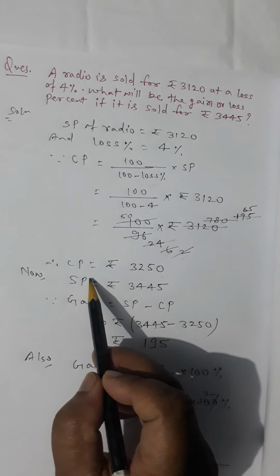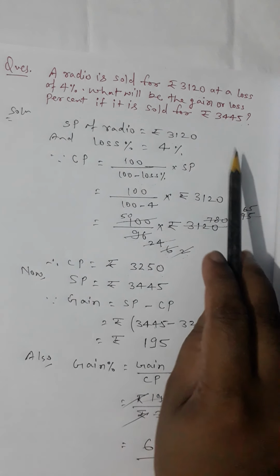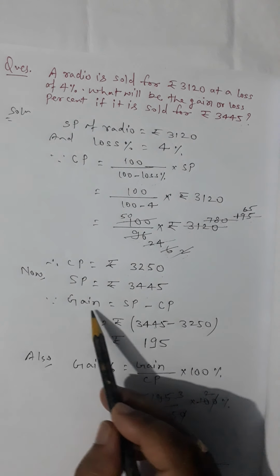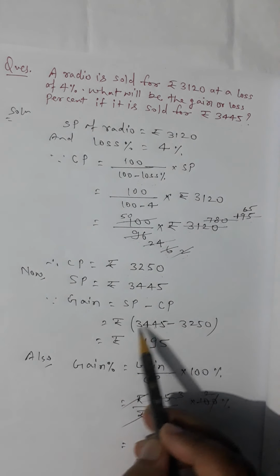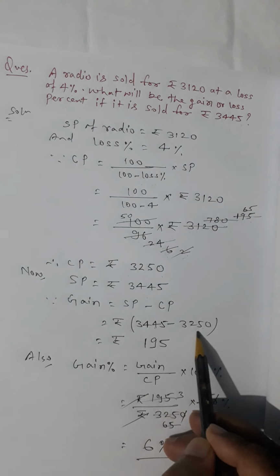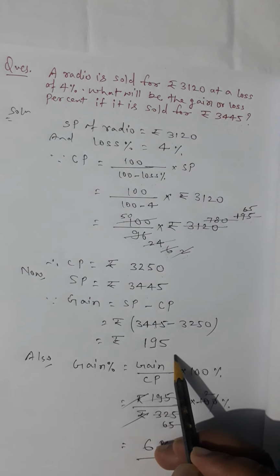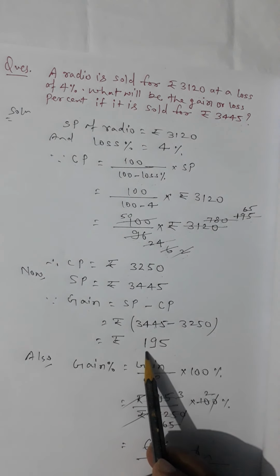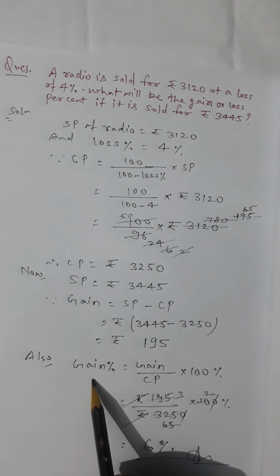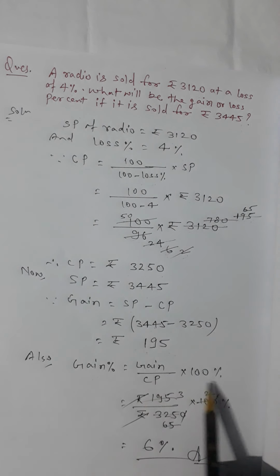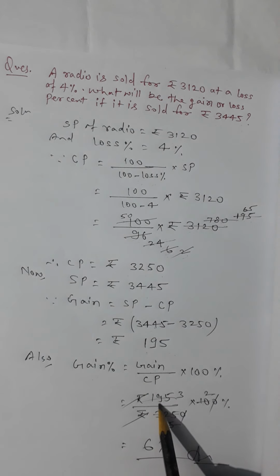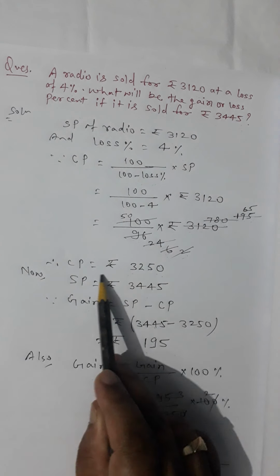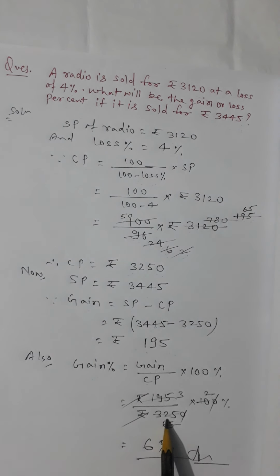This is your CP. Okay, now in the second case SP is 3445. Okay, so clearly gain equals SP minus CP. So rupees 3445 minus 3250 becomes 195. But we have to find gain or loss percent. Here clearly gain equals 195. So now use the formula: gain percent equals gain by CP into 100%. Putting the value, gain is rupees 195 and cost price is not this one; 3250 is your cost price. So now putting rupees 3250.